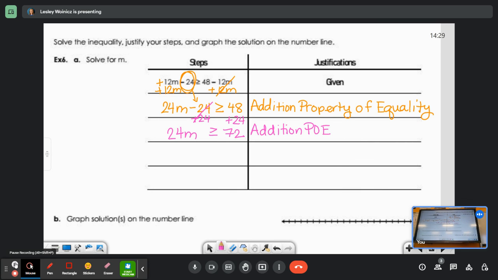Okay, now what? Okay, divide both sides by 24. What is 72 divided by 24? That's a great question. 3. Should I have flipped my inequality symbol? No, because that 24 was positive, not negative. Okay, so what property did I use?